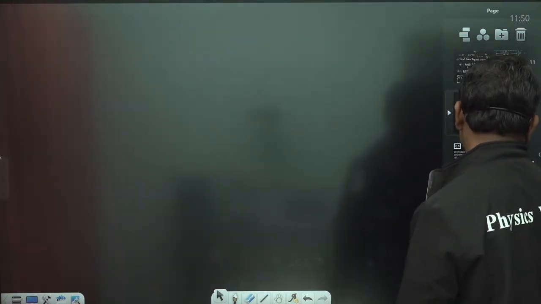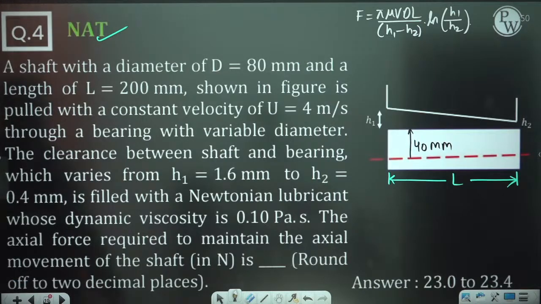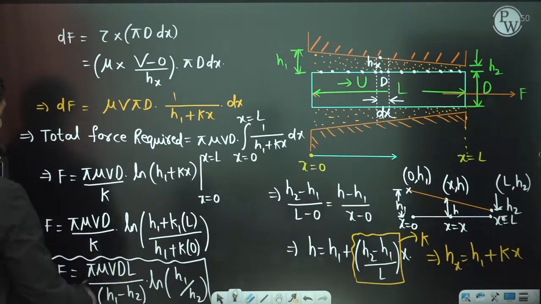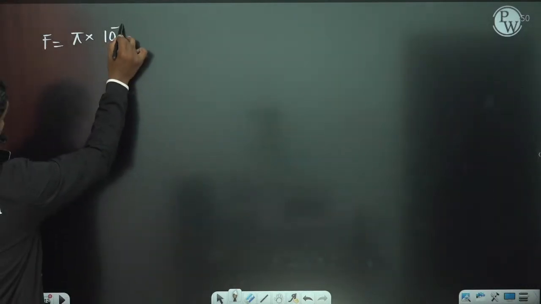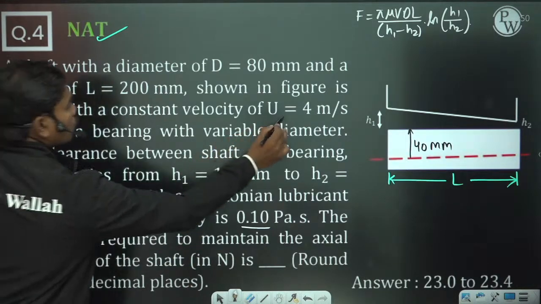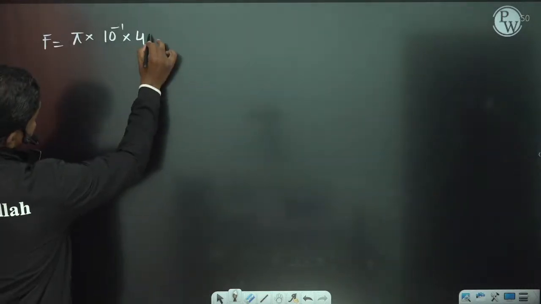Fine, so if you substitute the values, F is equal to pi mu U d L. What is the mu value given in the question? Mu is 0.1 pascal second. In SI units they have given it directly as 0.1, which means 10 to the power minus 1. Pi mu U d L. So U is how much? U is 4 meters per second.